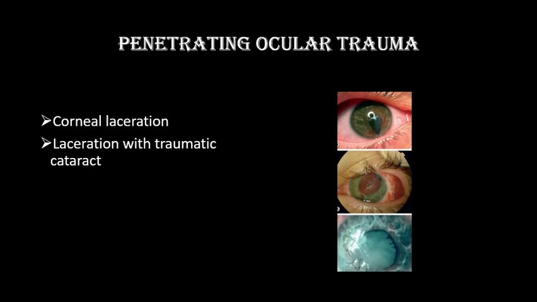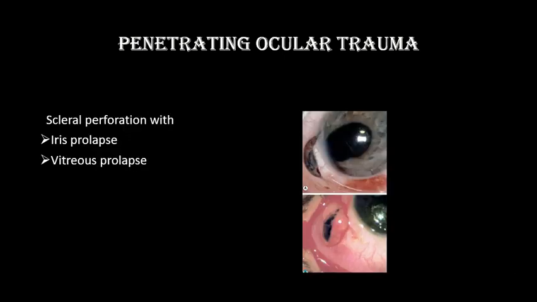And these are now the features of penetrating ocular injuries. There are corneal lacerations, and you can see this here, lacerations with traumatic cataract. We need to repair these conditions. These conditions need primary surgical repair. And next is scleral perforation, and we can see the iris and ciliary body prolapse here, and we can see the vitreous here. These also need surgical management.